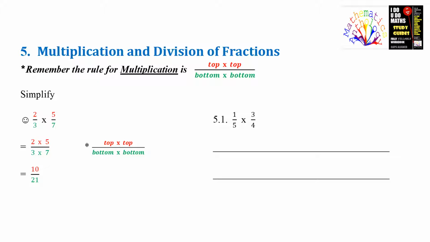Okay, if we now look at multiplication and division of fractions, remember that the rule for multiplication is top times top over bottom times bottom. So it's simple. Let's look at the first one here. 2 over 3 times 5 over 7. Top times top. 2 times 5 goes on the top. Bottom times bottom. 3 times 7 goes at the bottom. So 2 times 5 is 10. 3 times 7 is 21. So 2 over 3 times 5 over 7 is 10 over 21 there.